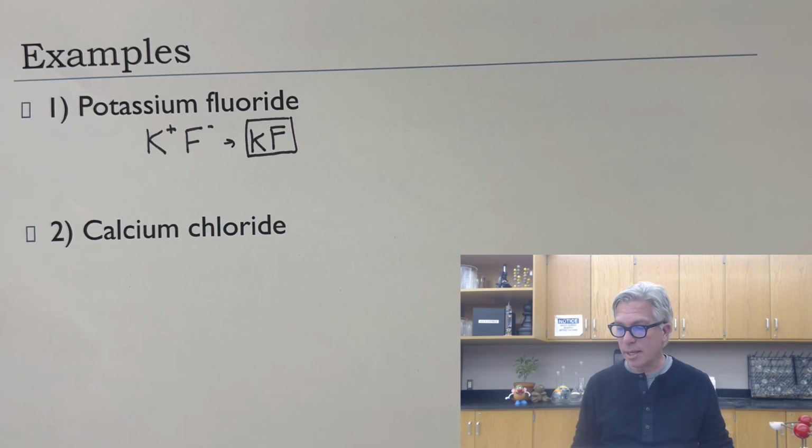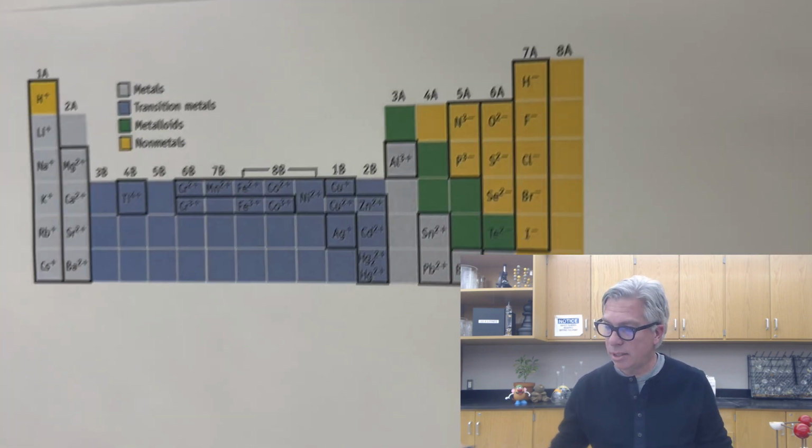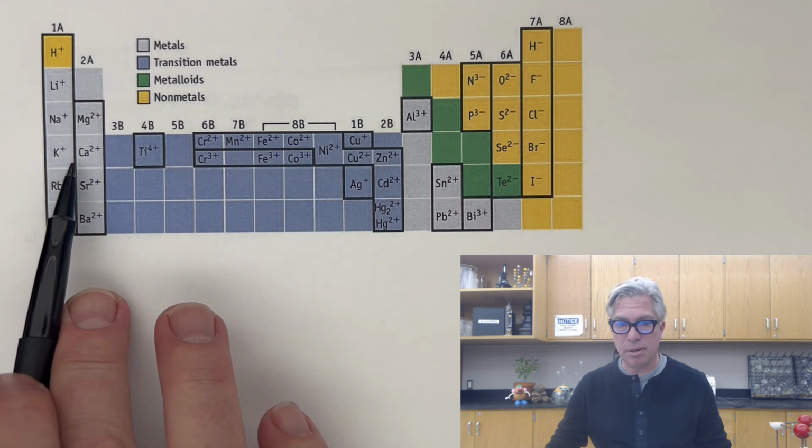That changes for something like calcium chloride. Calcium is in column 2, and so it needs a +2 charge.